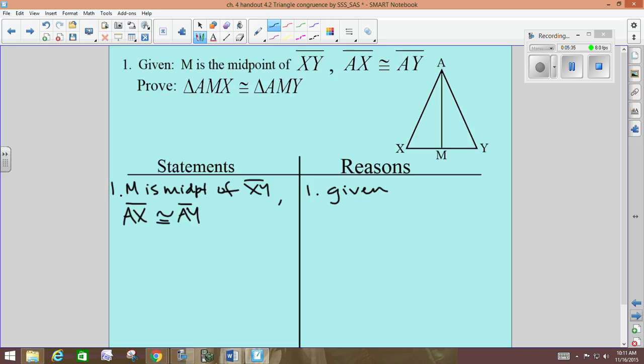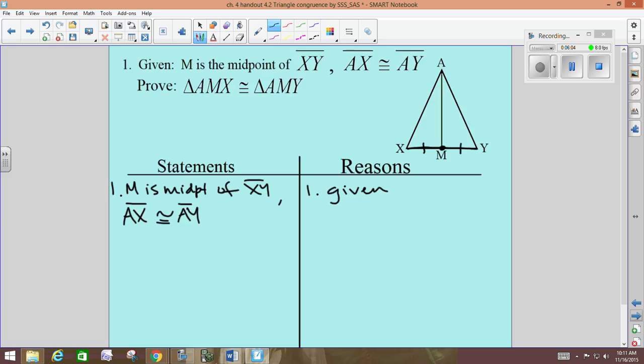After we write it, then what do we do? Yeah, mark it on your picture. So M is the midpoint of segment XY. How do we mark that? What does it mean to be a midpoint? Be in the middle, so then I have two equal sides. M is the midpoint of segment XY, so it's right in the middle. Therefore, XM should be congruent to MY. That's how you mark a midpoint.